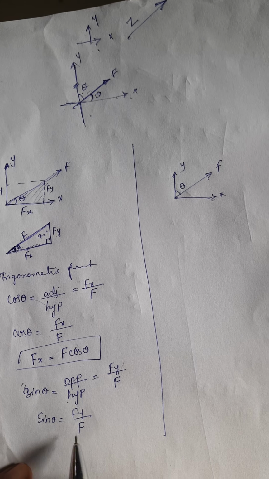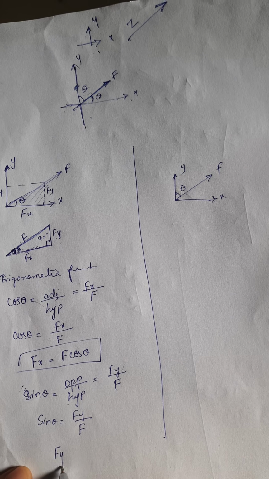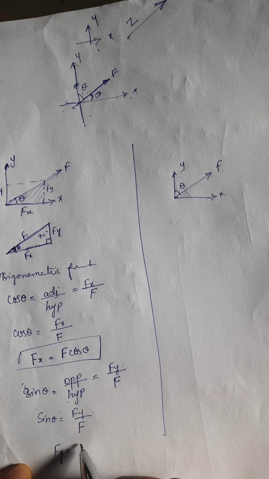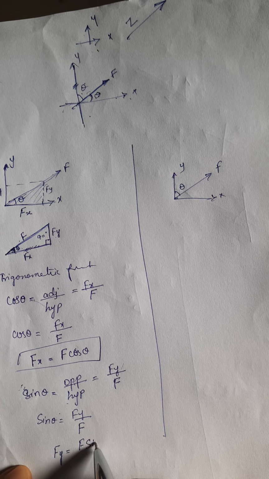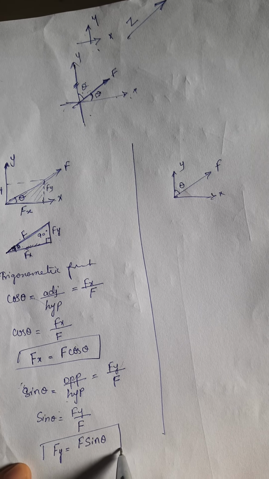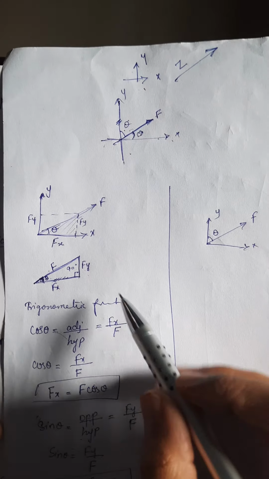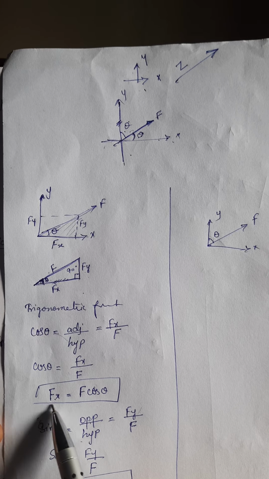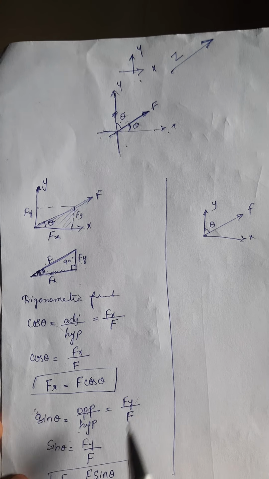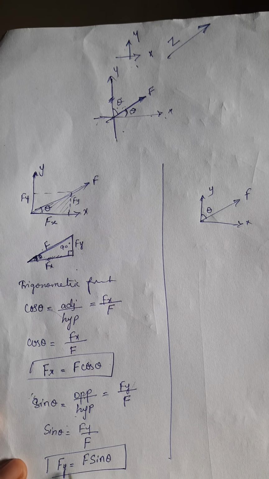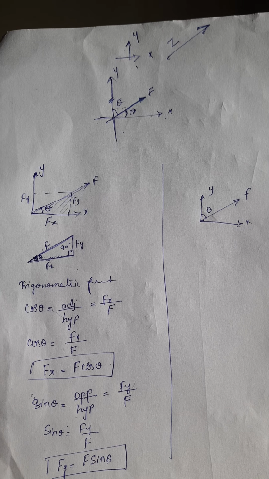And what we want right now is F of y, the vertical component. Cross multiplying here, F sin theta. So whenever we get an angle with respect to the x-axis, what is the resolution of F of x? F of x is what? F cos theta. And the resolution of F of y is F sin theta.